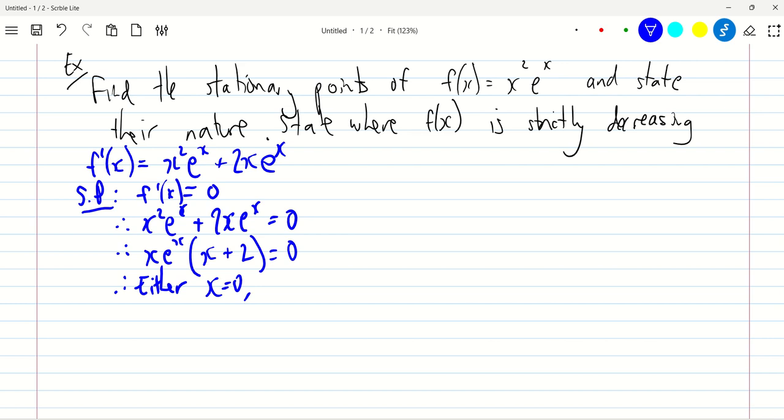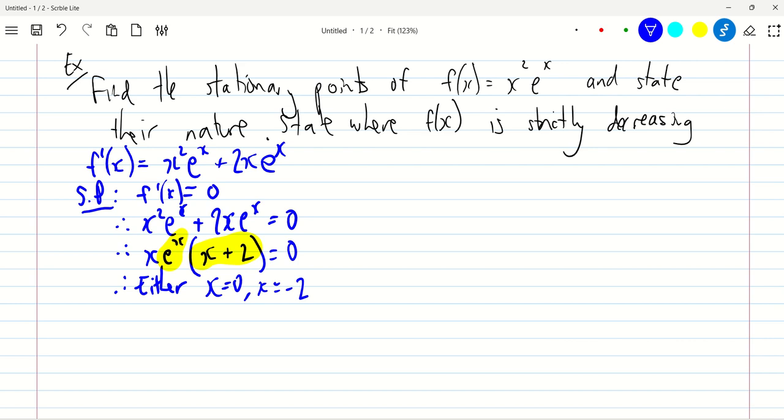Now, can e to the x be equal to 0? No, that'll never ever be equal to 0. It's impossible, so we don't need to consider that. But the other part here, if x plus 2 is equal to 0, or x equals -2. So what this is saying is that we've got stationary points at both x equals 0 and x equals -2.